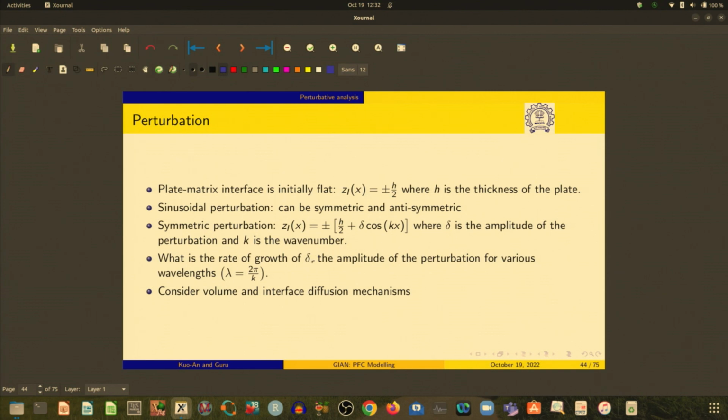So, what we want to know is the rate of growth of delta, this perturbation amplitude, for various wavelengths lambda. I can set up one wavelength, I can set up several wavelengths. So, what happens to these? That is what we want to find out. We want to consider both volume diffusion and interface diffusion. I will do the interface diffusion first, then I will show you how to modify the solution for the volume diffusion. They are rather trivial, except that it involves some physical arguments. If you know them, then it is trivial.